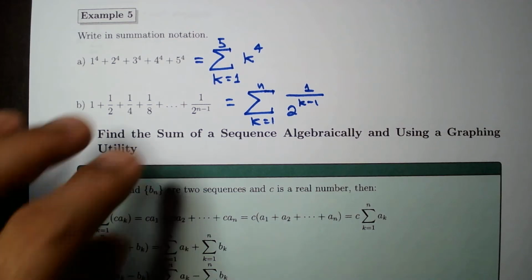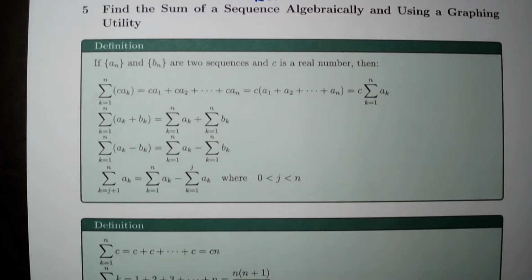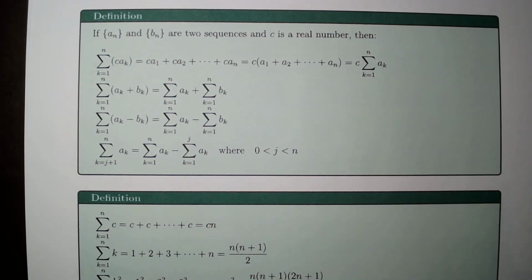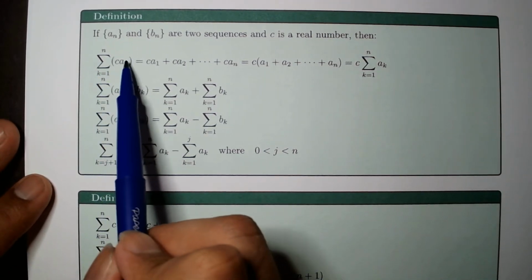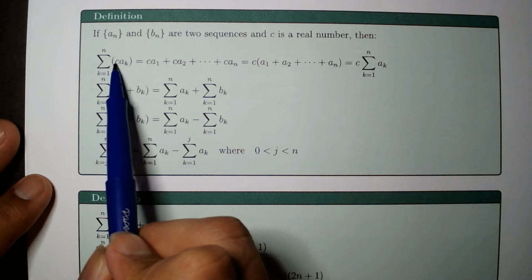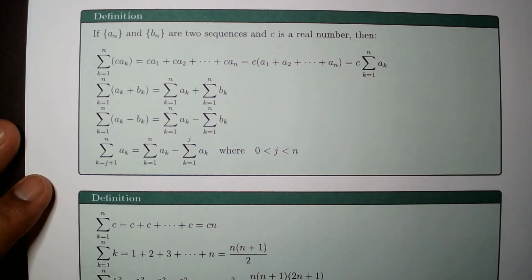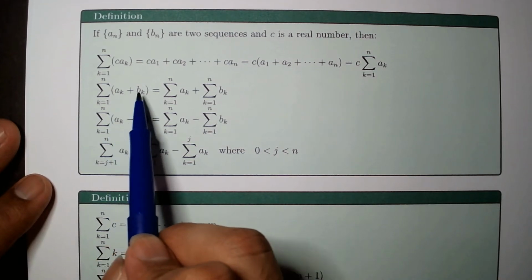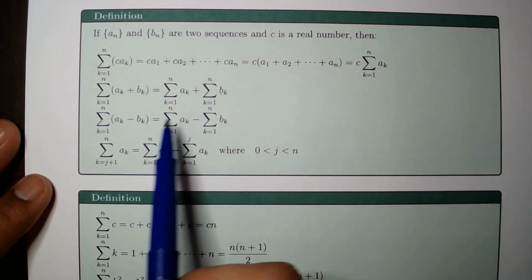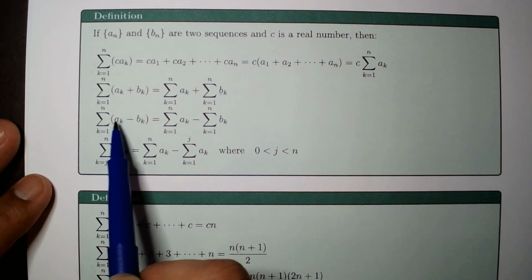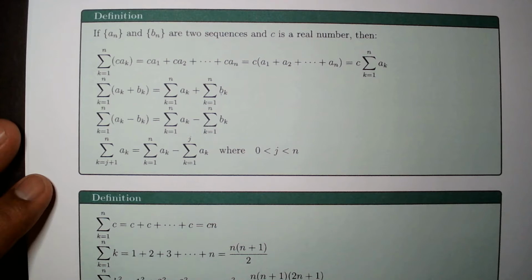Alright, let's look at some properties. Actually, this title is wrong; it's properties of sums, or properties of series. We're going to do some operations with series. When we have the sum of some function times a constant, we multiply all the outputs by that constant. The sum of two expressions is the sum of the two sums, and the same goes for the difference: the sum of the difference between two expressions is the difference of the two sums.